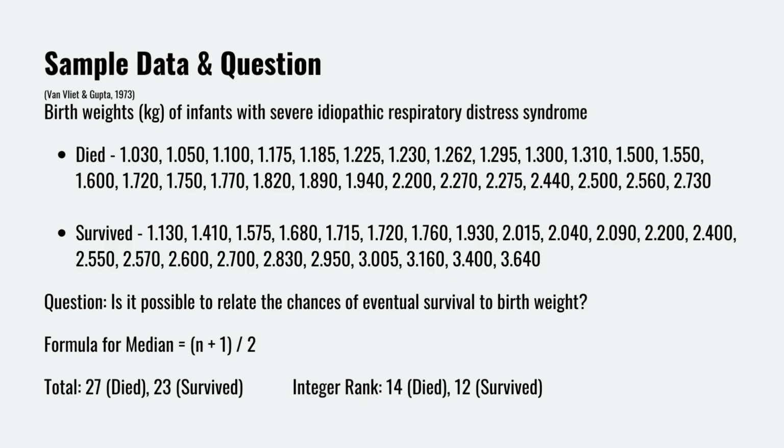Now let's go to the next data set, which is 23 in total. So 23, we'll add 1, we get 24, divide the answer by 2, and we get 12. So again, let's just count to the 12th rank, and we get 2.20 or 2.200. So what this tells us is that the median for the infants that died is 1.60, and the median for the infants that survived is 2.20.